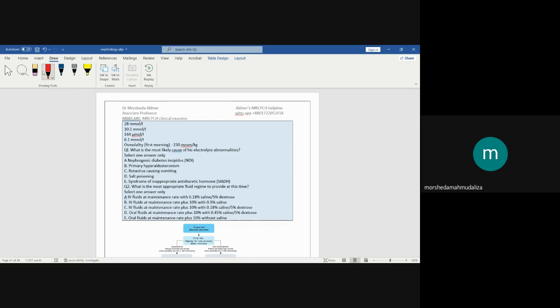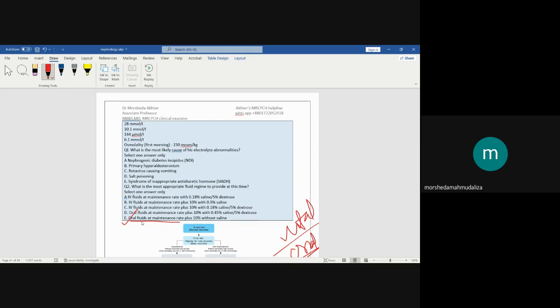In hypernatremia, your first task is always to check the vitals. If there are shock features, you give shock management. If the child is not in shock and is capable of taking fluid orally, you give oral ORS. That is the right answer. If the child is not capable of taking oral fluid, then you have to go for IV. With oral fluid, when renal function is appropriate, they can excrete appropriately.